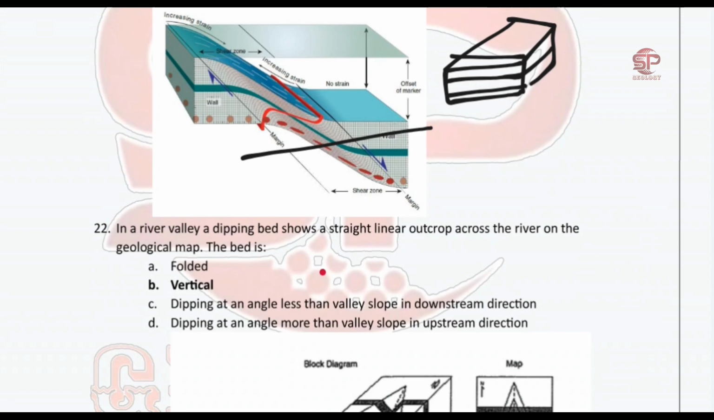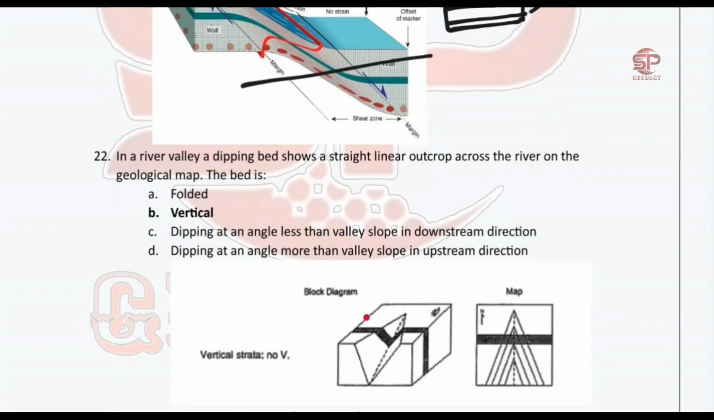In a river valley, dipping beds show a straight linear outcrop across the river. So it is about your V's rule. In a vertical bed, the outcrop will show a straight line. So the bed is vertical. It will produce no V in case of a vertical bed.